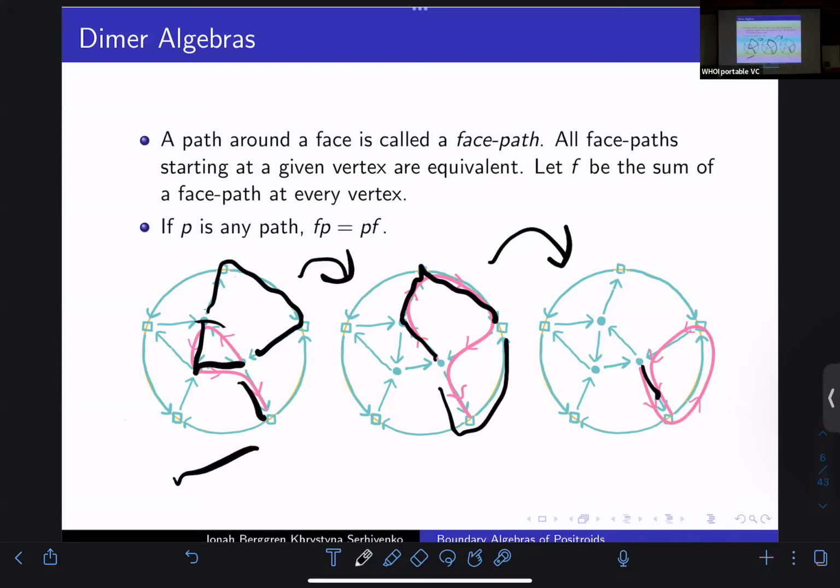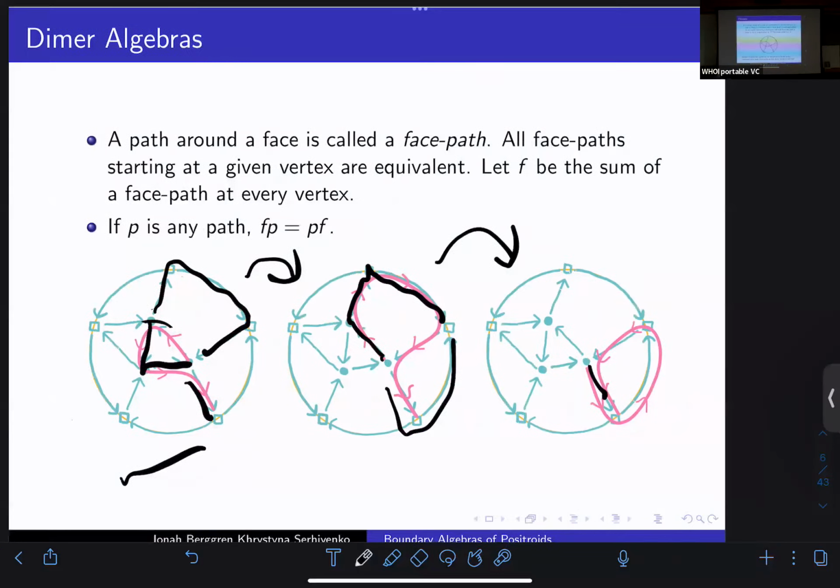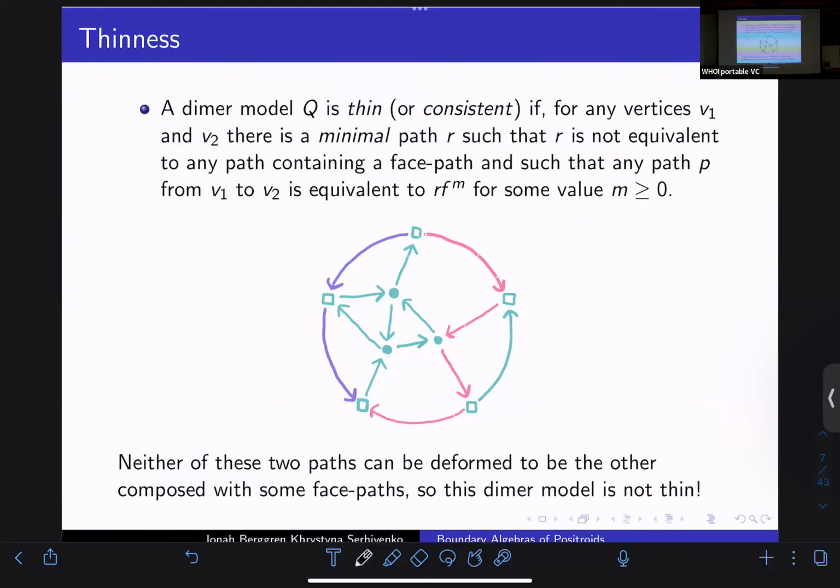And in this way, you can sort of always draw a face path and morph it along your path until you get it to the end. And so doing a face path and then doing a path is always the same as doing that same path and then doing a face path. So this commutes with everything in some sense. We care about not all dimer models, only the very special ones. And to us, special means they have to be thin.